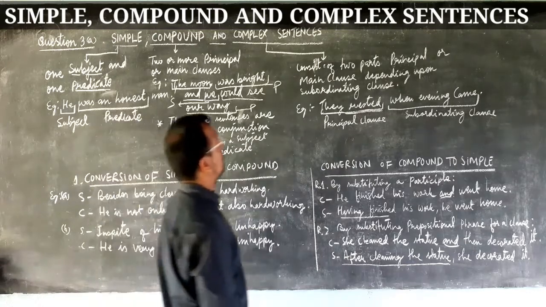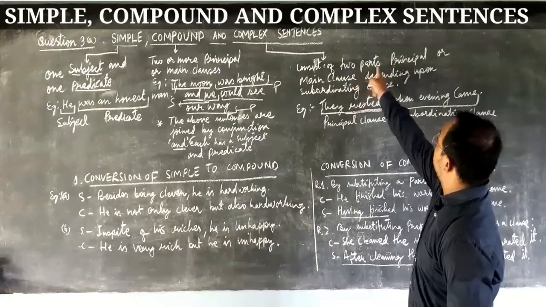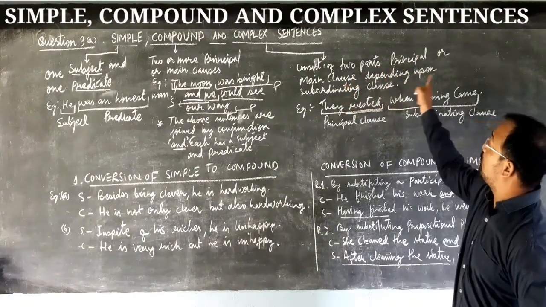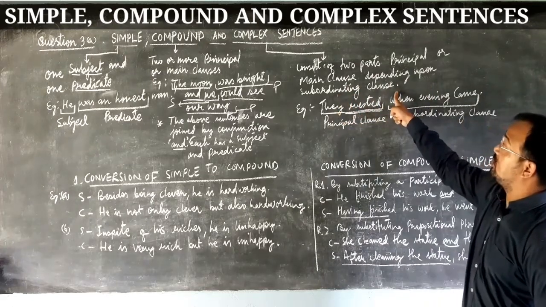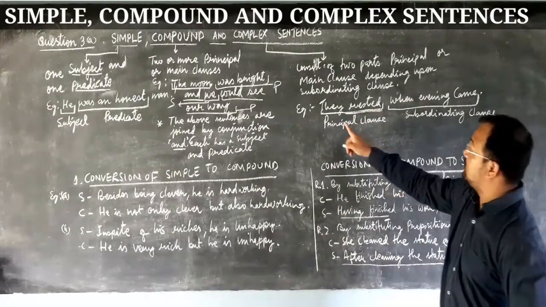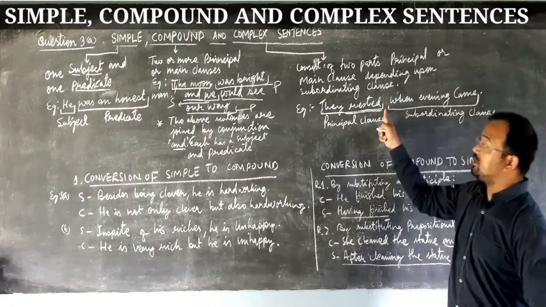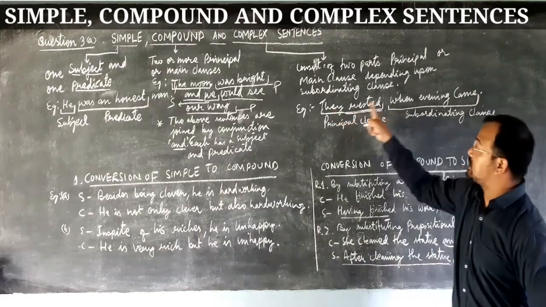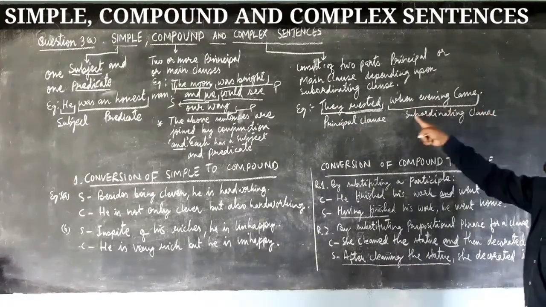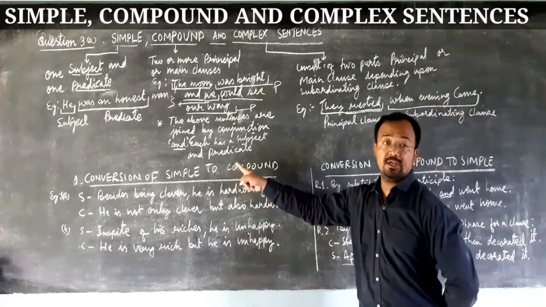Next one is called complex sentences. A complex sentence consists of two parts, that is, a principal or main clause depending upon a subordinate clause. So it also has two parts, just like a compound sentence. For example, you can see here, they rested when evening came. Here in between there is a comma. They rested is the principal clause, and when evening came is the subordinate clause. So these are the three types of sentences you should know.